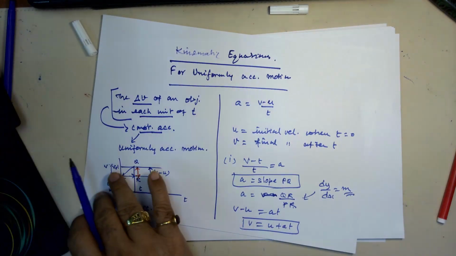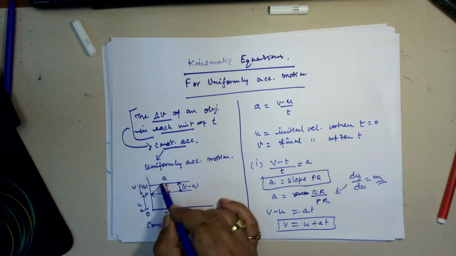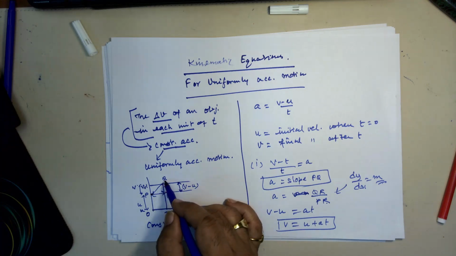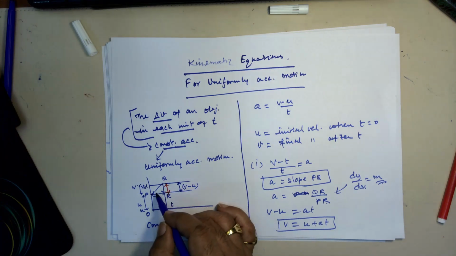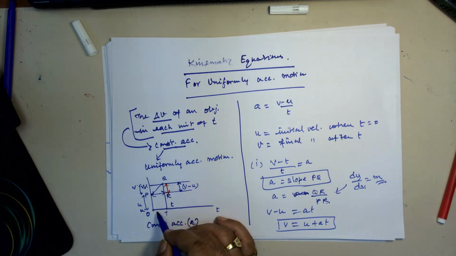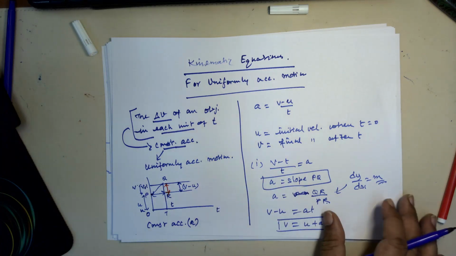Now look at this diagram. This is nothing but the area enveloped, that is, the area under the slope PQ. So what is the area under the slope PQ? The area of a triangle plus the area of a rectangle. Do you understand this point? Okay.